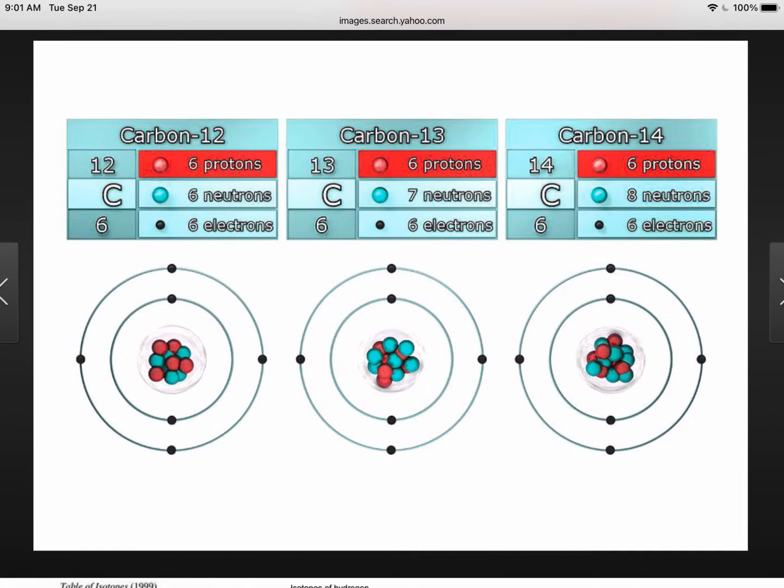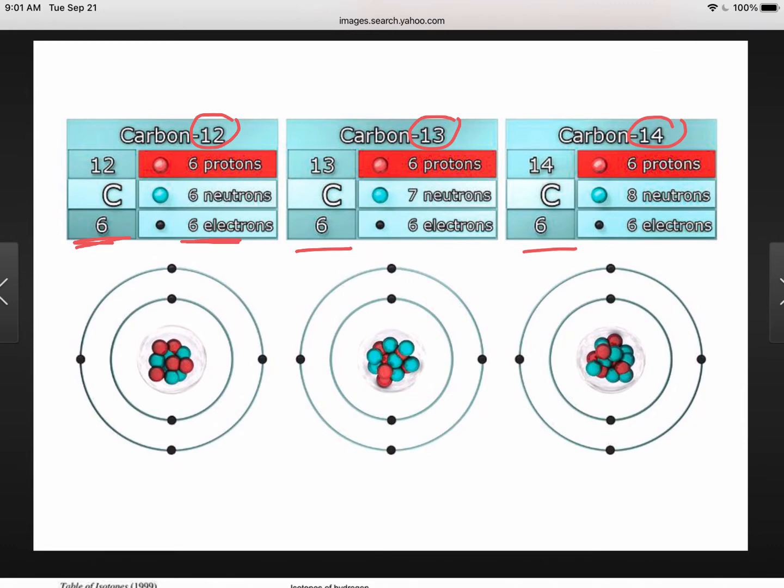Let's take this sample. You have carbon 12, carbon 13, and carbon 14. Now, what is my atomic number for carbon? Look at your periodic table. How many protons do you have? Yep, you have 6. Very good. And remember, the bottom number is your atomic number. That is your protons. And because all of them have 6, you know that they're the same element. So they're all carbon, because that proton is what identifies your atom.